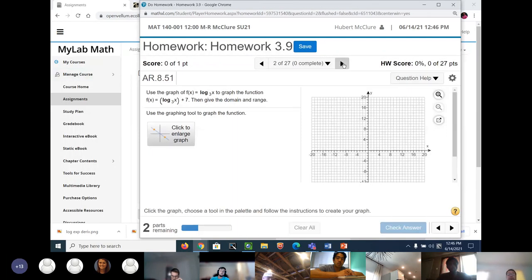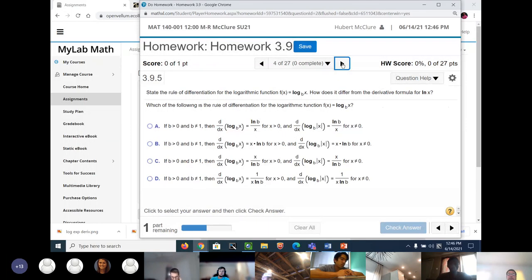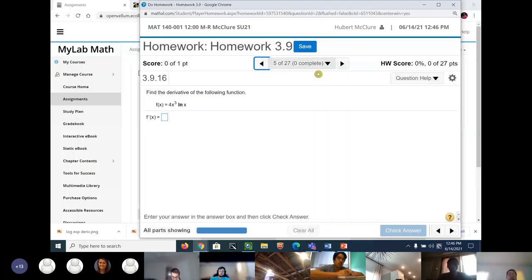3.9. Oh gosh, they're gonna ask you a bunch of graphing and a bunch of limit questions. Okay, there we go. All right, write that one down. f of x is equal to 4x to the third times natural log of x.